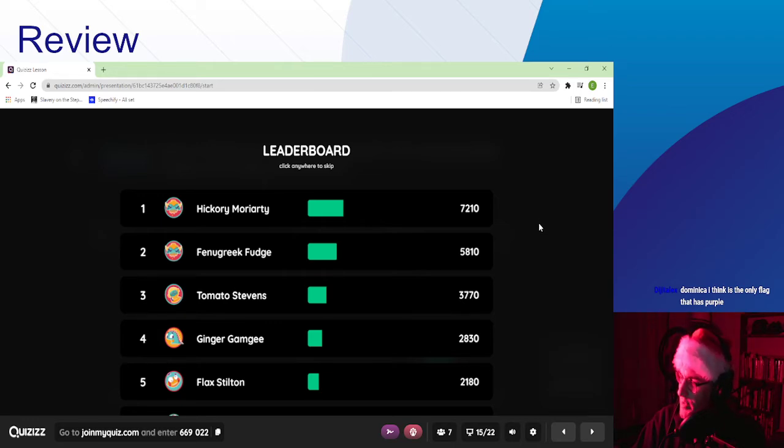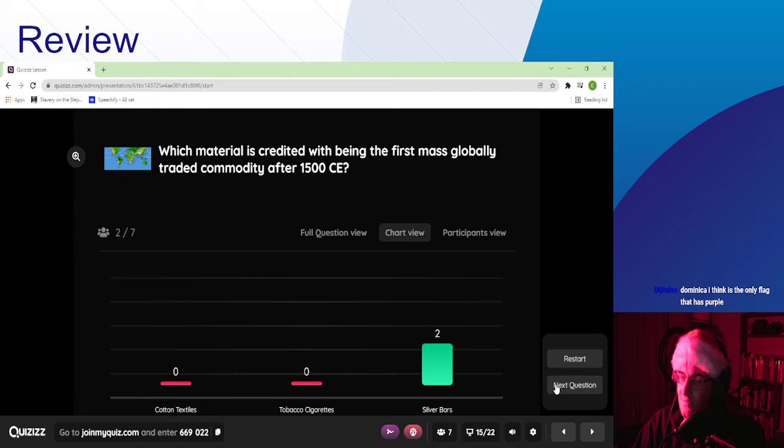Dominica? The Dominican Republic has purple on its flag? I didn't even know that. I thought it was just blue and red, didn't they? Or do they have purple too? Interesting. Yes, all right, we got it.